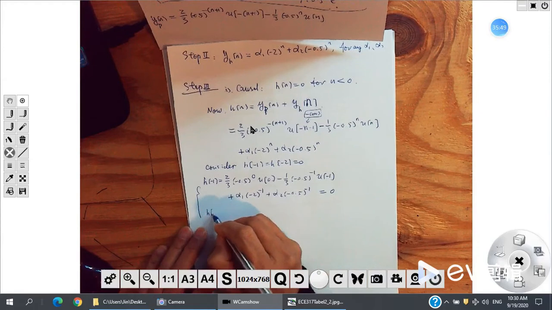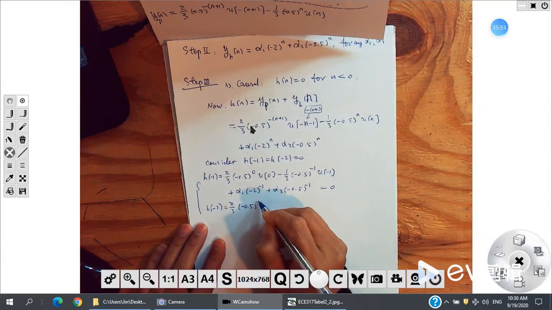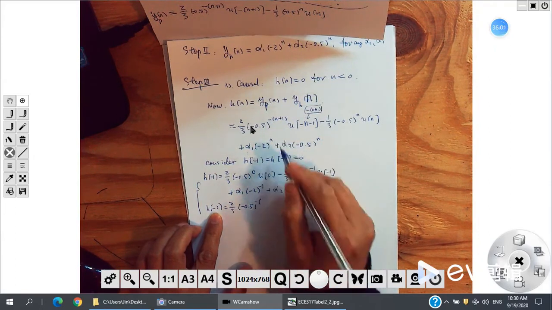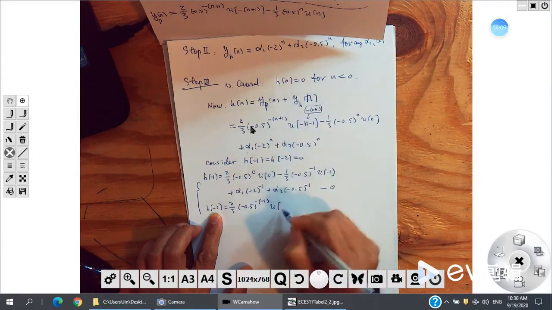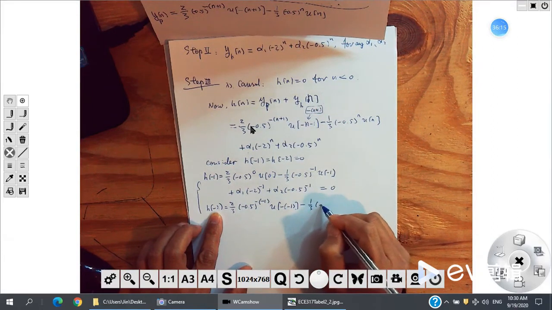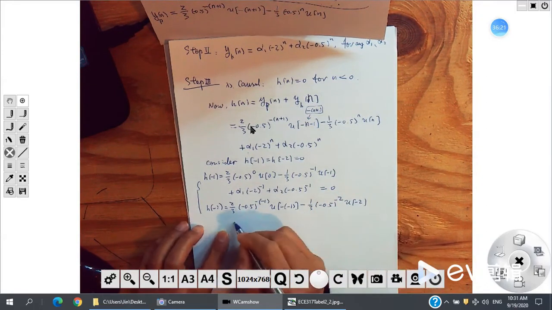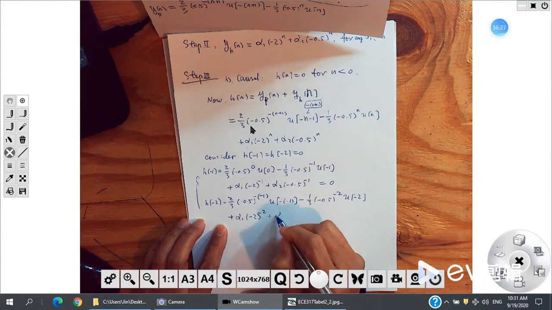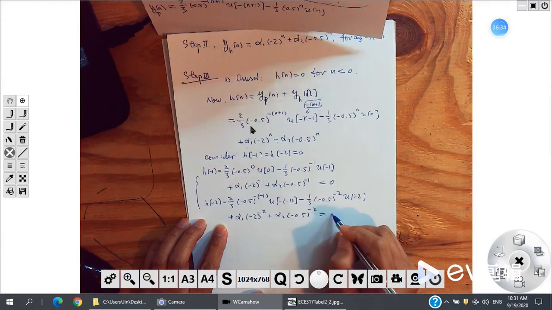And h of negative 2, that will be 2/3 times negative 0.5, here is a negative 2, n is negative 2. Negative of negative 2 plus 1, and u of this is also negative of negative 2 plus 1, and minus 1/3 times negative 0.5, n is negative 2, u of negative 2, and plus alpha 1 times negative 2 to the negative 2, and alpha 2 times negative 0.5 to the negative 2, and this is also 0.